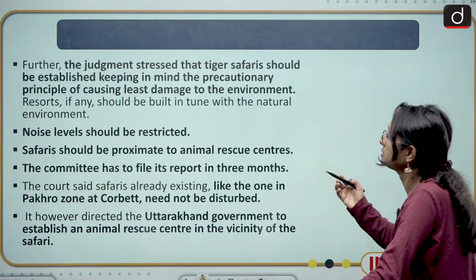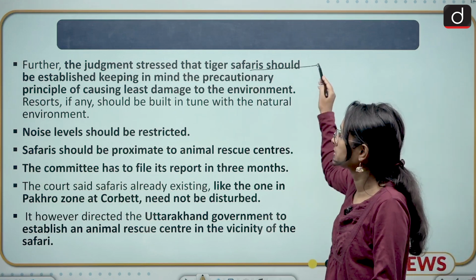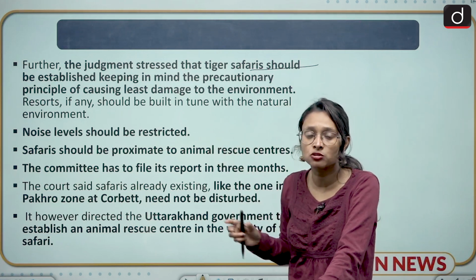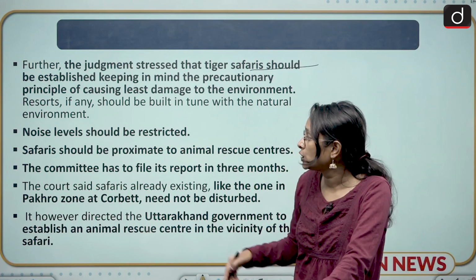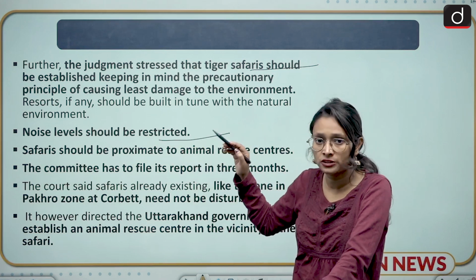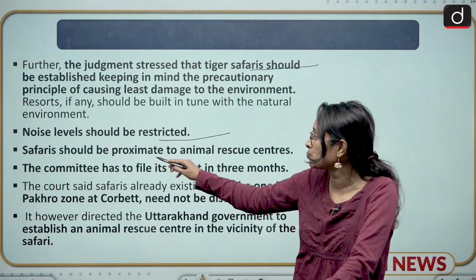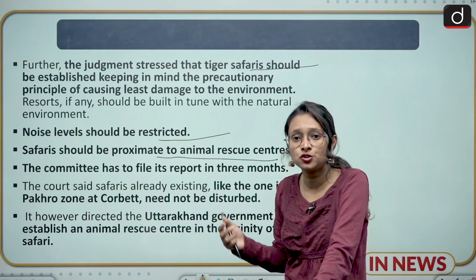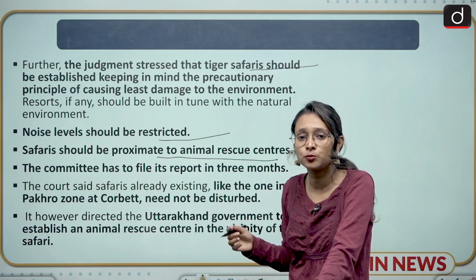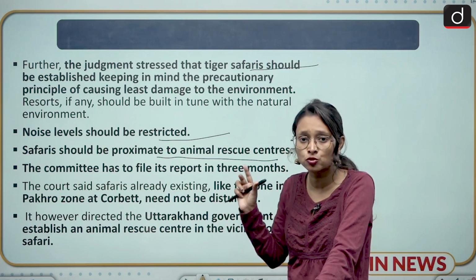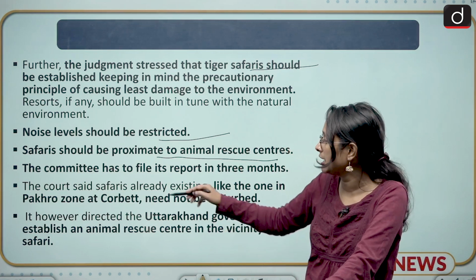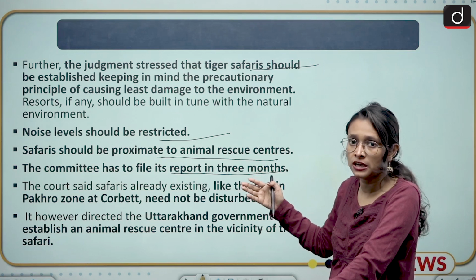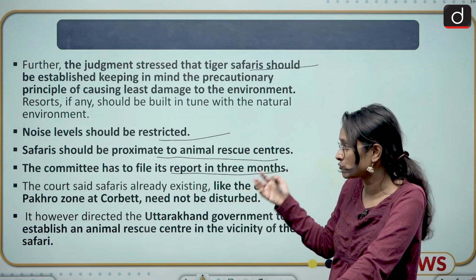So the other judgment stressed that the tiger safari should be established keeping in mind the precautionary principle of causing the least damage to the tigers and the environment, and the noise level should be restricted in that area. Also, the safari should be proximate to an animal rescue center, so that in case of any injury or any kind of damage, their lives could be saved. And also the committee has to file its report in 3 months. So these are the obligations and orders by the Supreme Court which have to be followed.